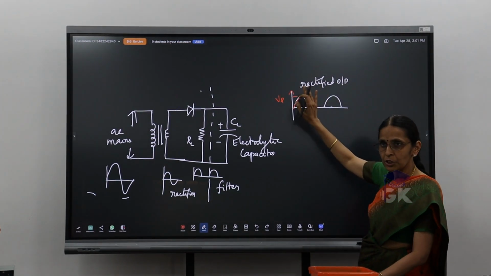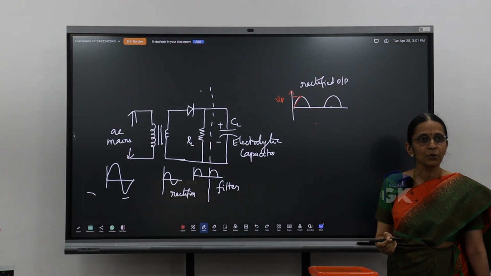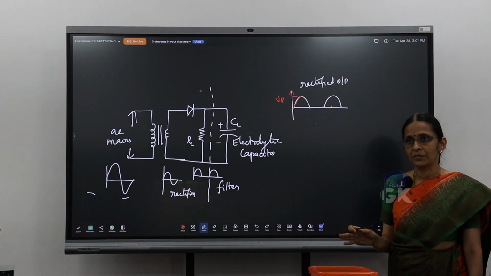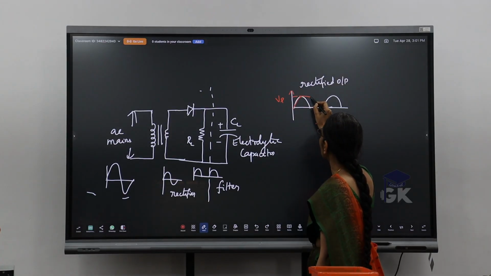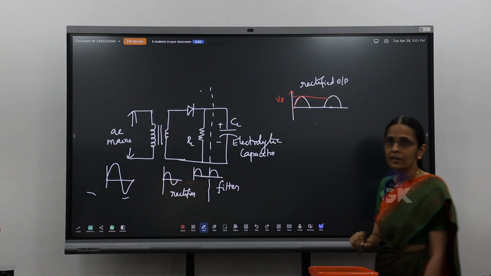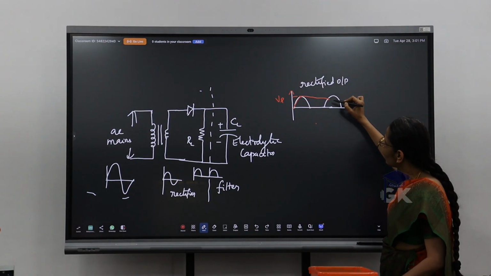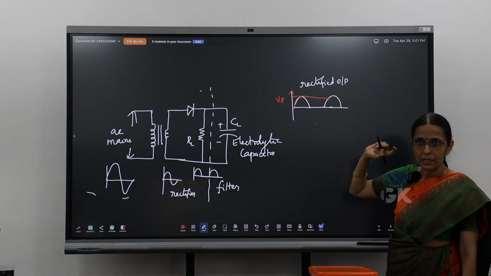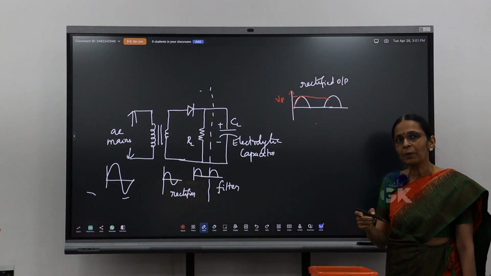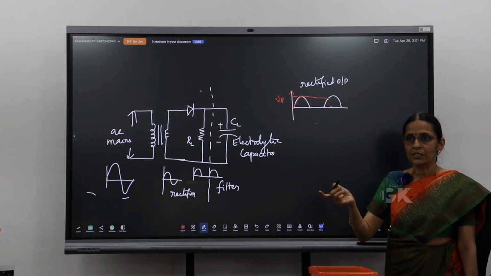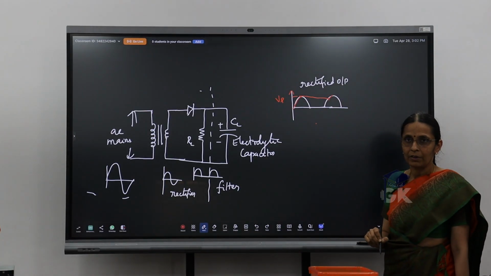Initially it is discharged to Vp, but now the input that comes to it is reducing. So what should happen to my capacitor? It should discharge. So it will start discharging and say it comes to this particular level. Now when it comes to this level, what happens? My next cycle of input has come and it is more than the value of my capacitor. So what should happen to my capacitor once again? It should start charging, and it will reach the peak level.